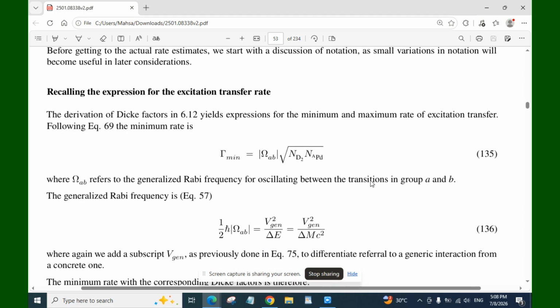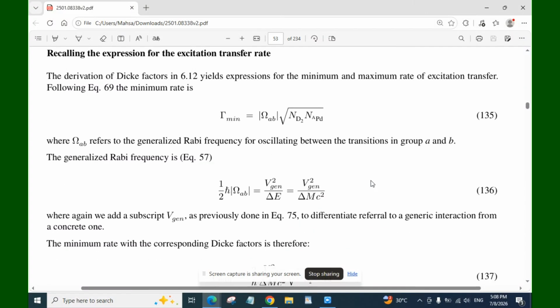Recalling the expression for the excitation transfer rate, the derivation of decay factors in 6.12 yields expressions for the minimum and maximum rate of excitation transfer. Following equation 6.69, the minimum rate is gamma minimum equal to the absolute value of omega RB times the square root of n deuterium n palladium, where omega RB refers to the generalized Rabi frequency for oscillating between the transitions in group A and B. The generalized Rabi frequency is given in equation 57.